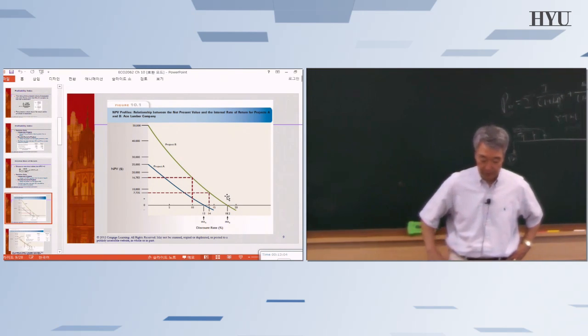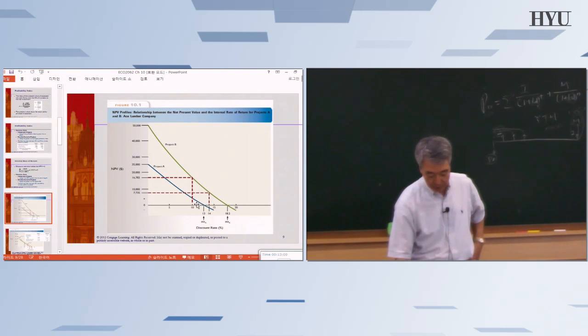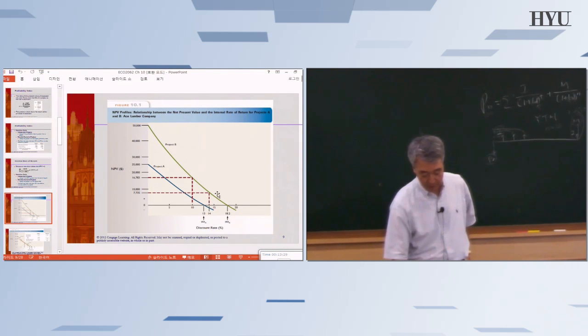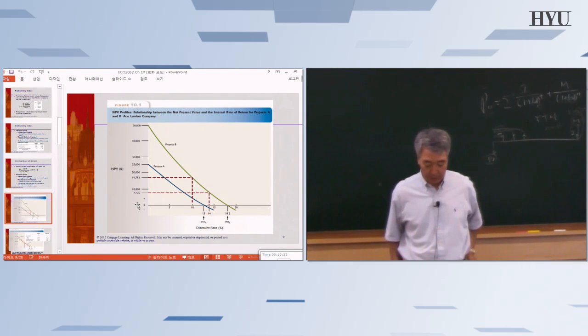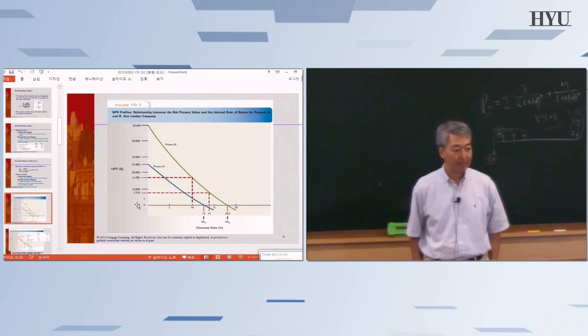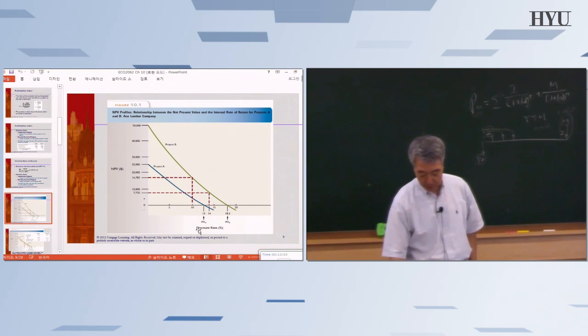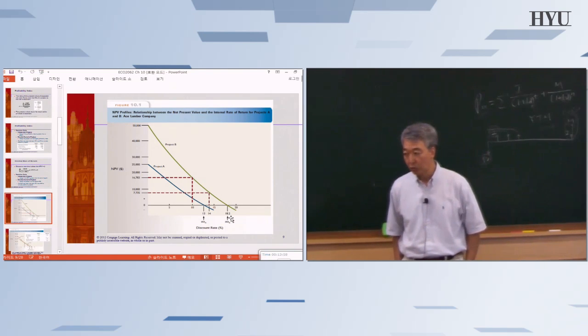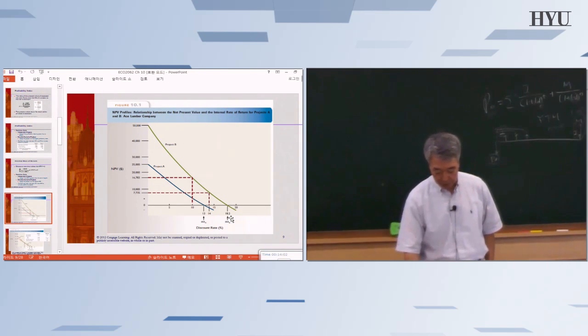For example, you can accept project A as long as your cost of capital is less than 13%, because the internal rate of return on project A is 13%. If you have to borrow the money at 14% or 15%, it doesn't make sense, because cost is greater than return. You can accept both A and B as long as the cost of capital is less than 13%. If the cost of capital happens to be 15%, then you should accept only B, because for project B, the internal rate of return is 18.2%. So it makes sense to invest in that project, but not in project A.